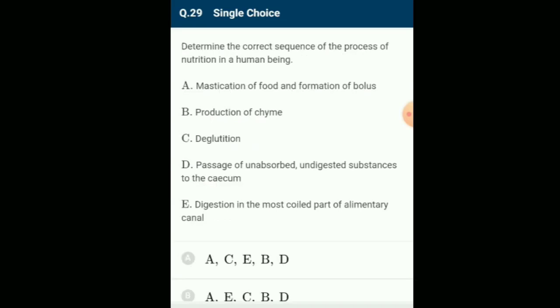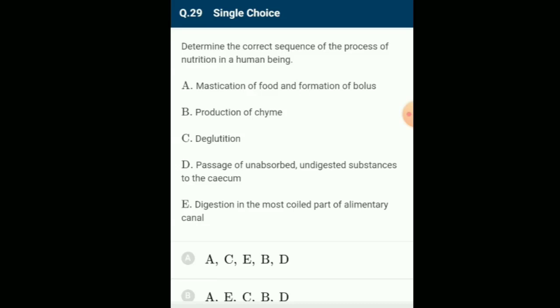Determine the correct sequence of process of nutrition in a human being. See the statements which are given here. The steps involved in the process of digestion of food are as follows. First process, mastication of food in the mouth by teeth and formation of bolus. Second process, deglutition, passage of bolus through the esophagus with the help of peristaltic movement of the esophagus.